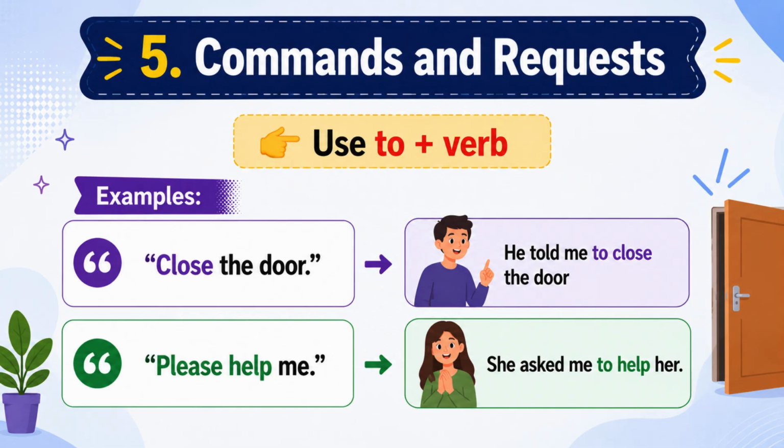Coming to command and request. In command and request, when we change to indirect speech, we use to plus V1 form. For example, "Close the door" is a command. We convert it into, he told me to close the door. "Please help me" is a request. She asked me to help her. Here we use to plus V1 forms.